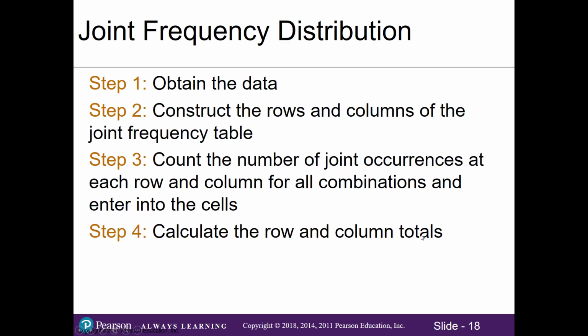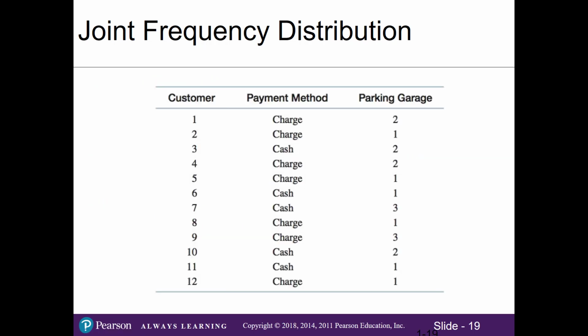Next is the joint frequency distribution. So with joint frequency distributions, what we're trying to do is understand data that has 2 variables. It can be qualitative or quantitative, but the steps here is first we'll collect the data, then we'll create a table, and then count the joint occurrences and enter it into the table, and then figure out the totals. So let's see an example.